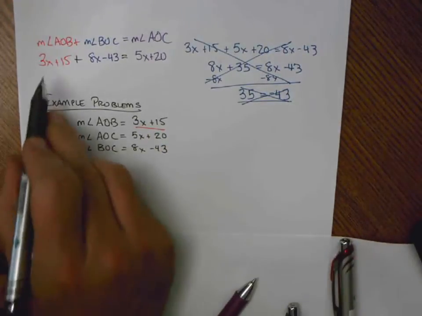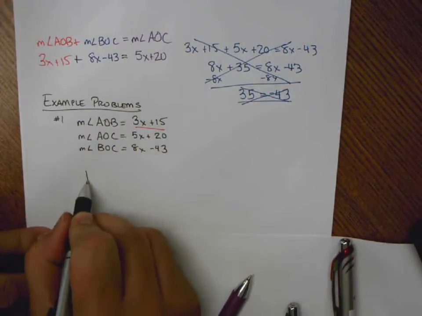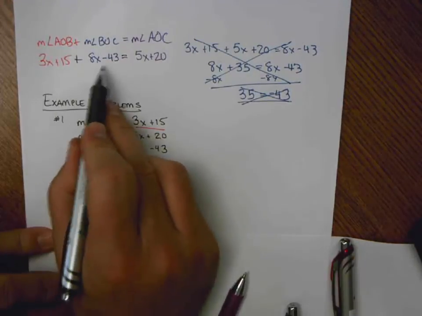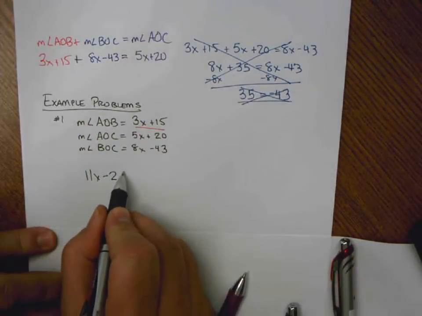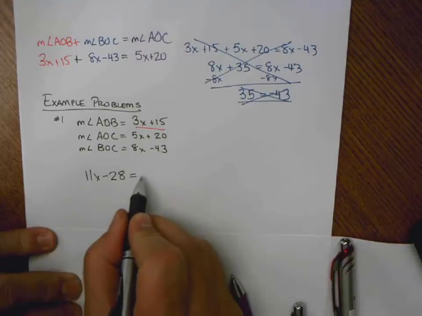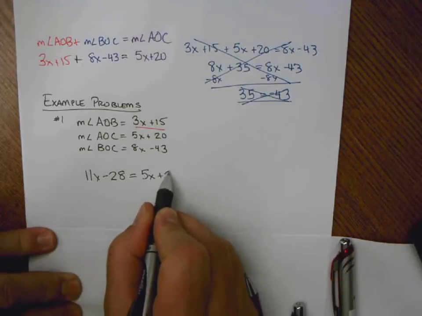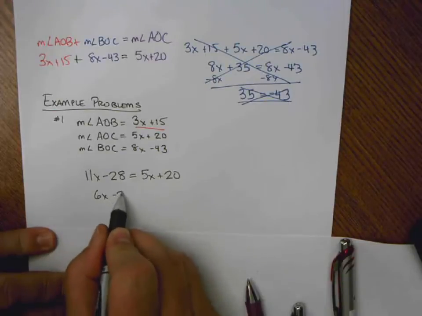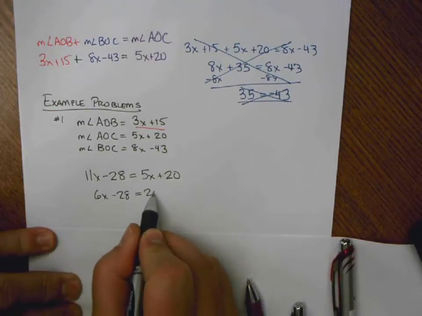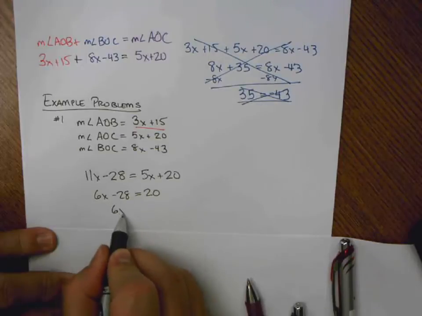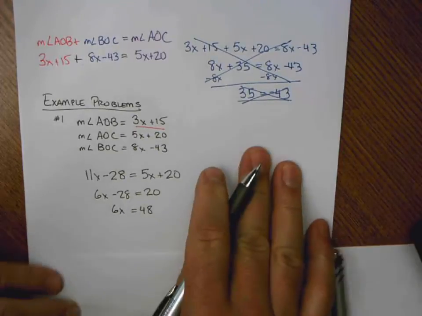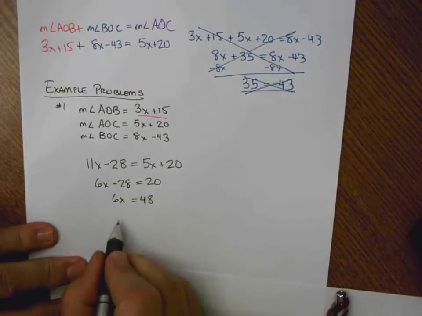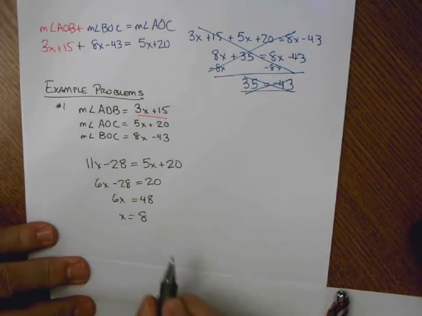Again, combining like terms, 3x and 8x is 11x, plus 15 and minus 43 is minus 28, is equal to 5x plus 20. Subtract 5x, add 28, and I reach the solution that x is equal to 8.